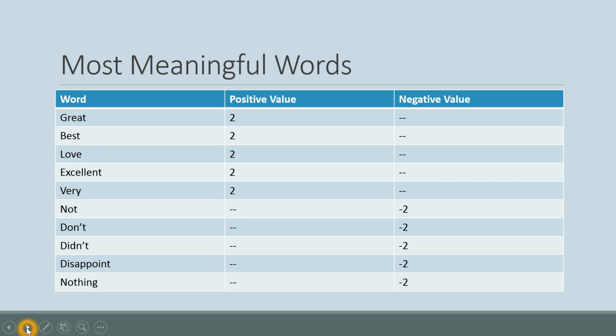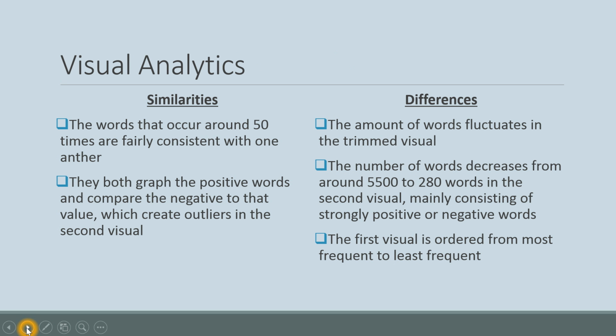Based on the two histograms of the trimmed and untrimmed data, many similarities and differences occurred. Both histograms graph the positive value words and compare the negative values next to them. The untrimmed histogram has approximately 5,500 words, where the trimmed graph has around 280 words. In addition, the variation of words significantly changes in the trimmed histogram.